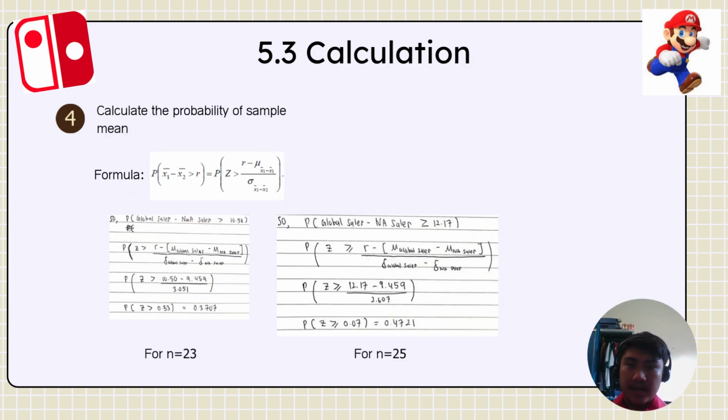For the last step, step number four, we must find the probability of the sample mean. As shown in the slide, this is the formula that we use to determine the probability. For the first picture, we use the sample n equals 23, and for the second picture we use n equals 25. So the two probabilities will be different because of the different sample sizes.